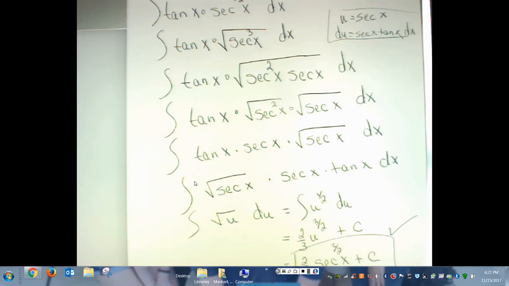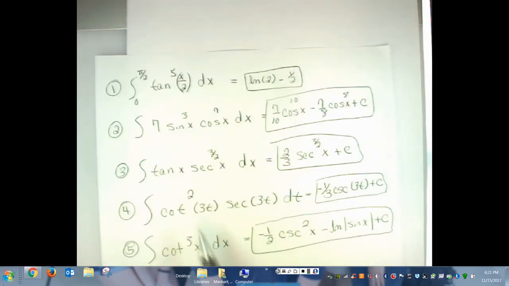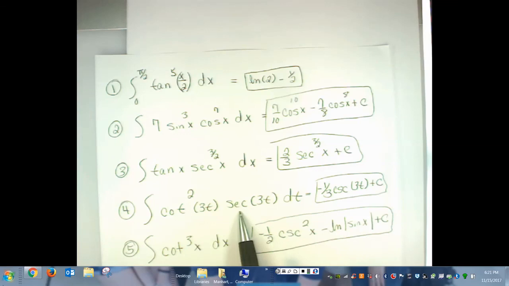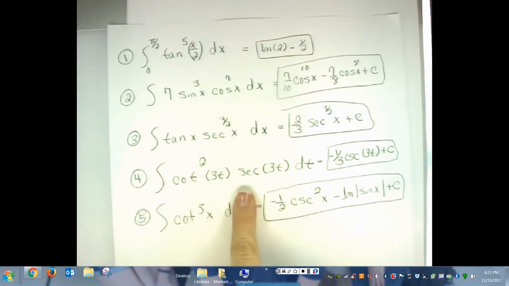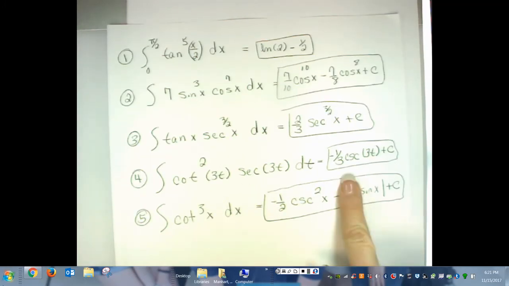Problem number 4. Again, another alternative method problem. There's not a table for cotangent times secant. There's a table for tangent and secant. Exponents are integers. And there's a table for sine and cosine. Exponents are integers. But this is cotangent and secant, and the answer is -1/3 cosecant 3t plus c.